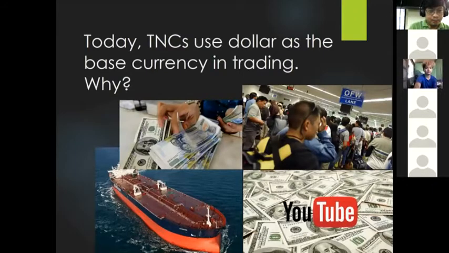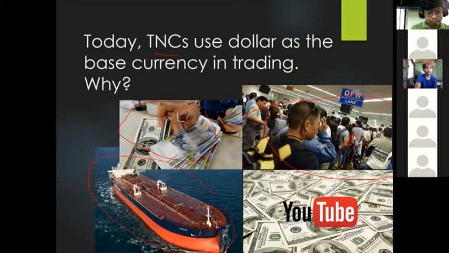So today, ang mga transnational companies, gumagamit na sila ng US dollars as the base currency in trading. No? So pagdating sa foreign exchange, ang ating basehan ay US dollar. So $1 to 1 peso yung palitan. Yung mga OFW natin, pag nagpadala sa Pilipinas, ang gamit nila ay dolyar. And then, papapalit ninyo dito.